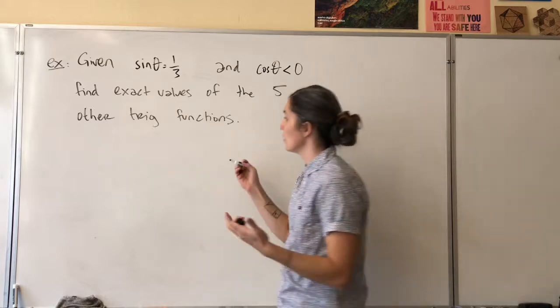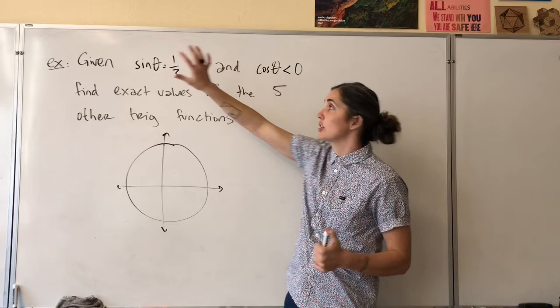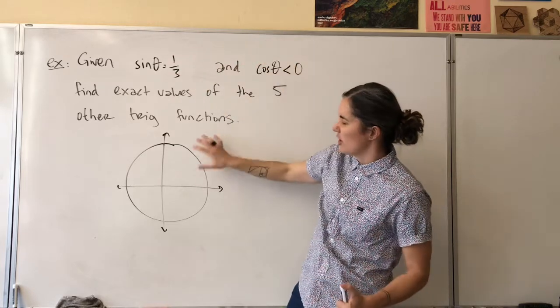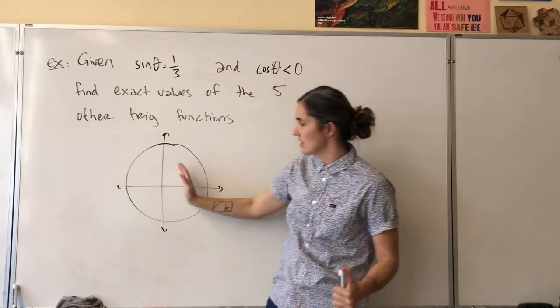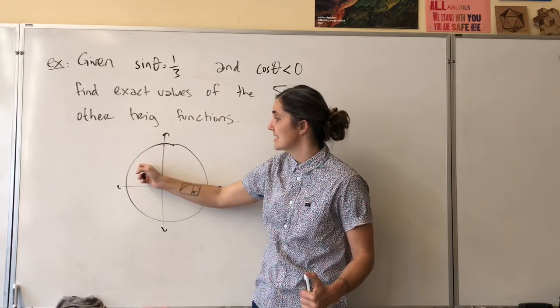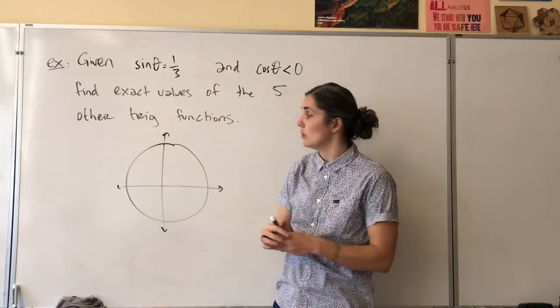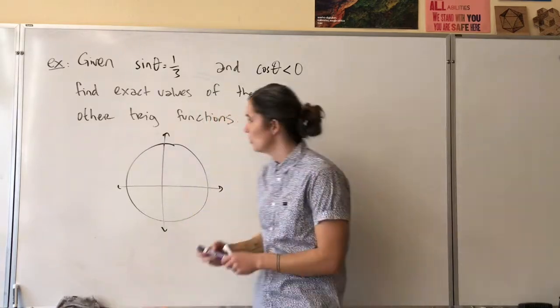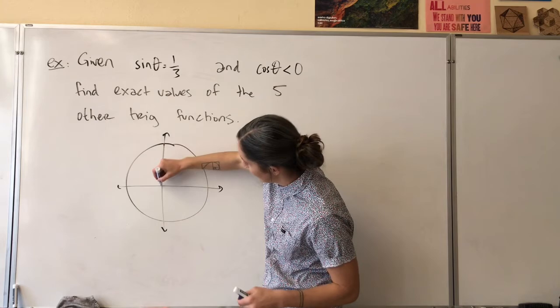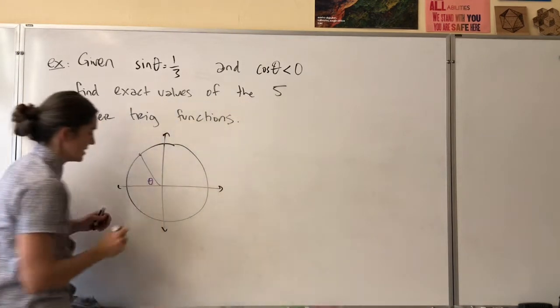So here we know the sine is a third. So sine is positive and cosine is negative. Our x's are negative in quadrants 2 and 3, and sine is positive in quadrant 2. So this angle is in quadrant 2. I don't know exactly what it is, and it doesn't really matter. I'm not gonna find out what it is either.